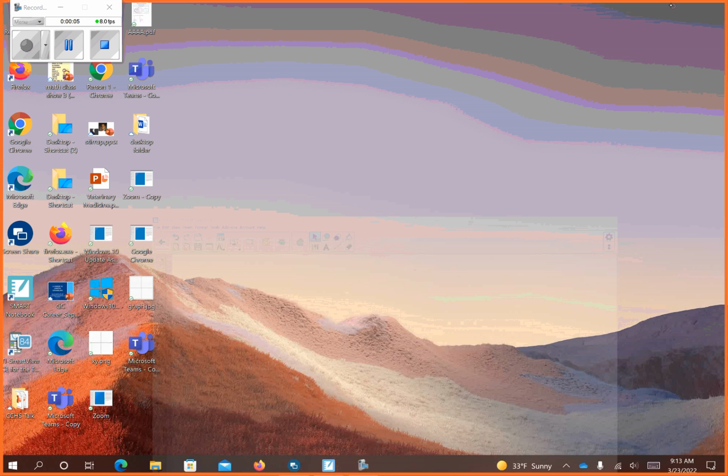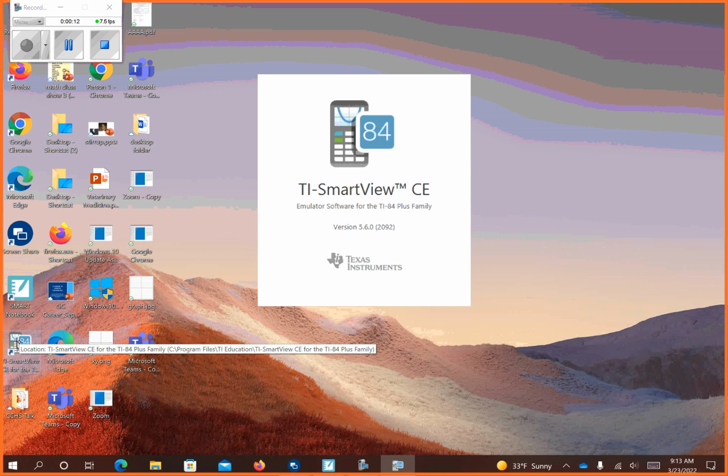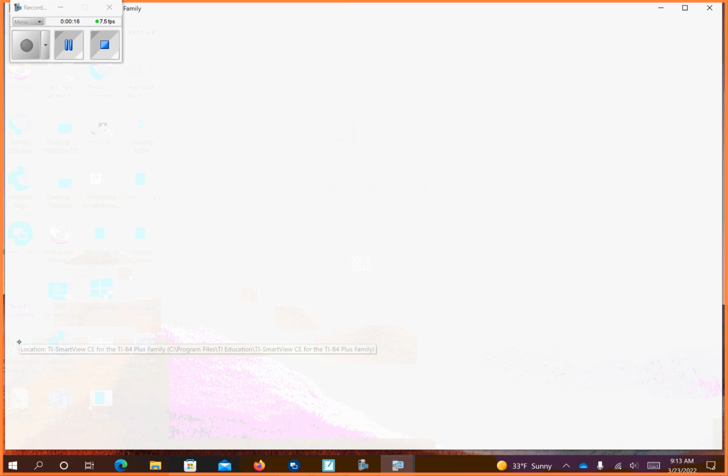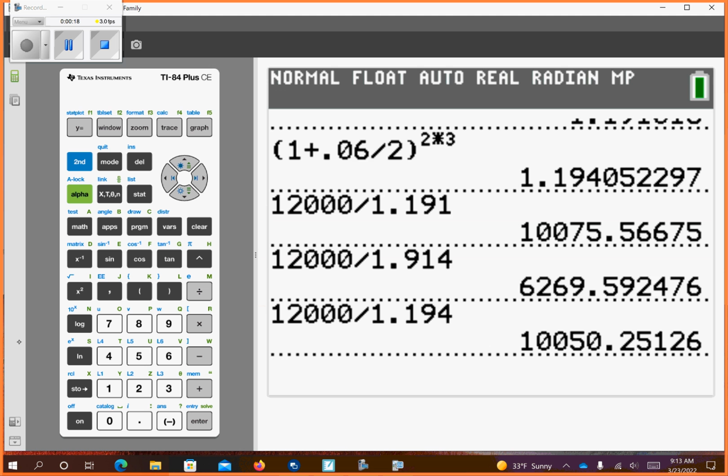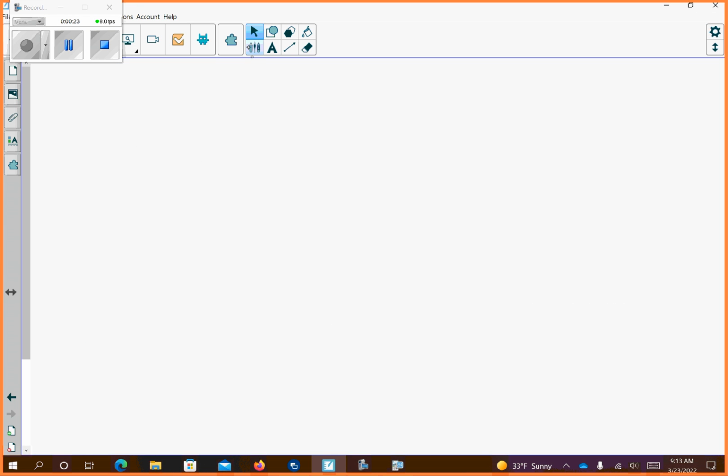Bring up my calculator, so that'll help me. Clear that. All right, so it says number 5. Find the interest that will be earned if $10,000 is invested for 3 years at 9% compounded monthly.